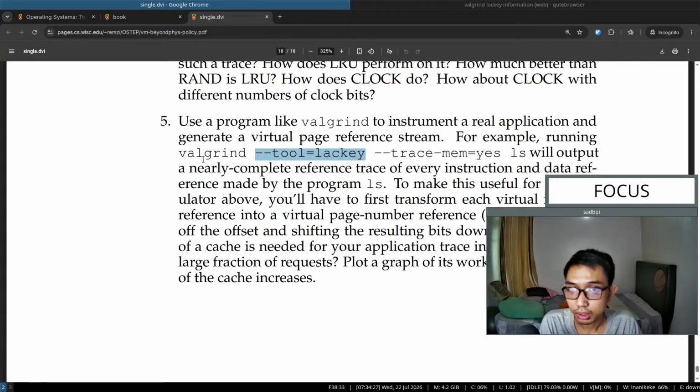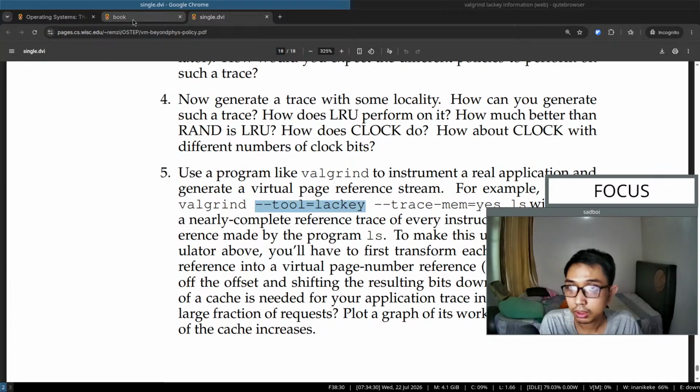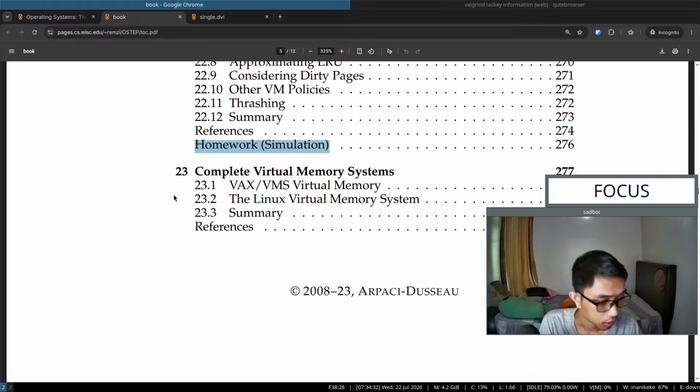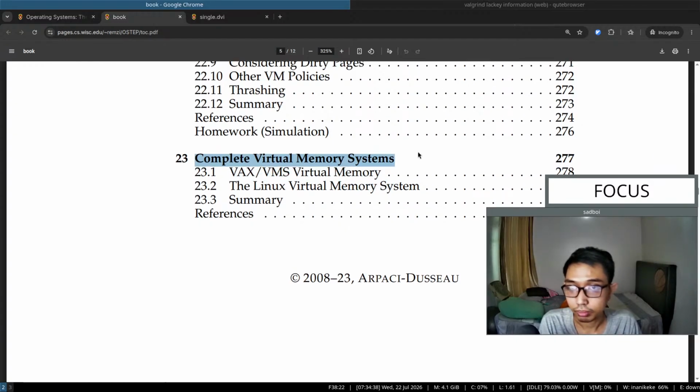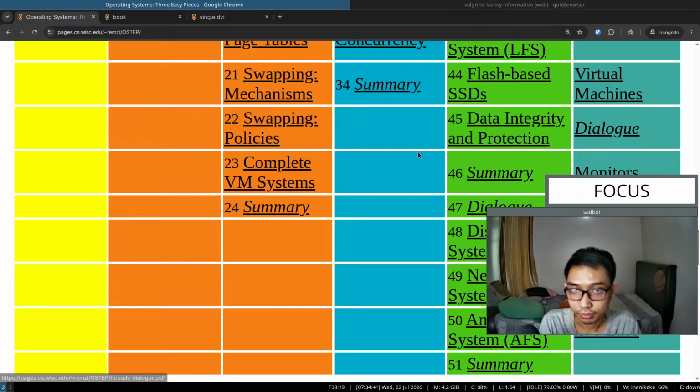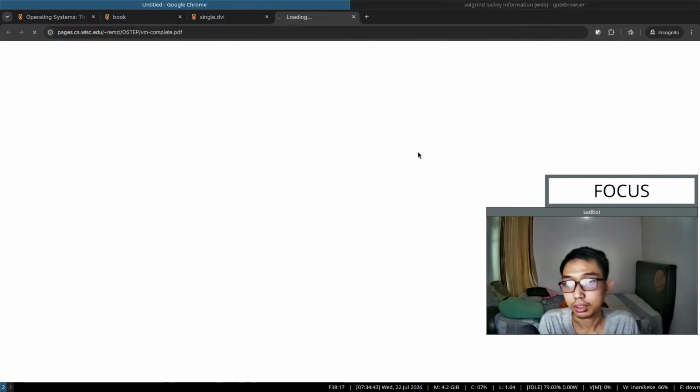Okay, maybe I will skip this for now and let's continue, I guess, to the complete virtual memory system, chapter 23. Okay.